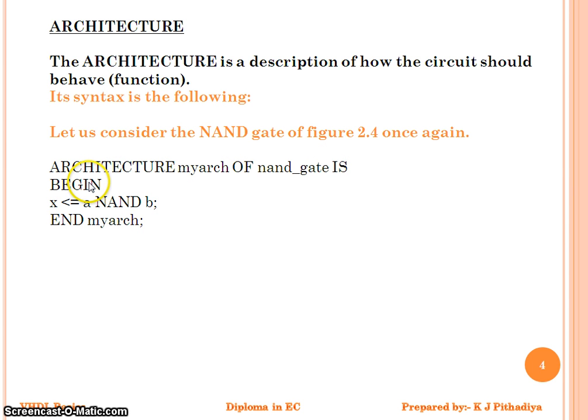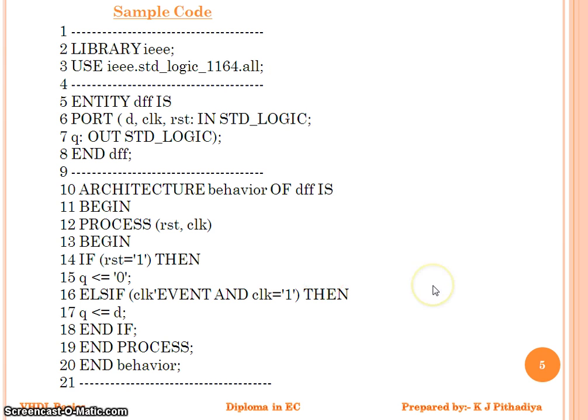First you start with begin. Then we are assigning A and B to X, where A and B are inputs and X is the output. Whenever you start an architecture with begin, you have to end it. The name of the architecture is given as my arc. So the architecture begins as well as ends, and that's why they have written end my arc. Now this is a sample code.